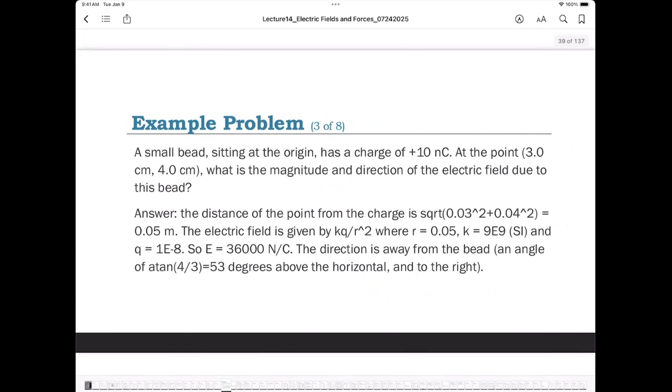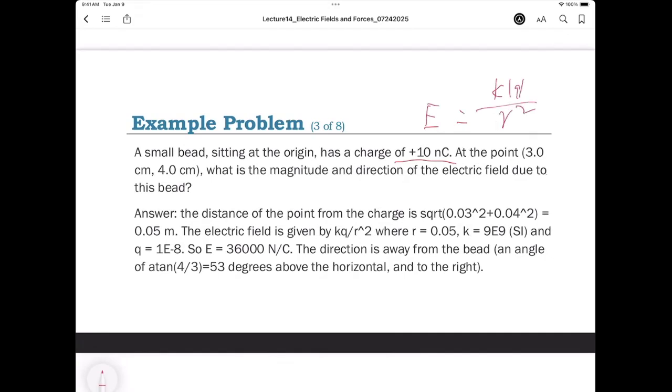A small bead sitting at the origin has a charge of this one. At the point 3 centimeters, 4 centimeters, what is the magnitude and direction of the electric field due to this bead? We know E equals KQ divided by r squared. K we know, and Q is a positive 10 nC, and then the distance of the point from the charge is this one.